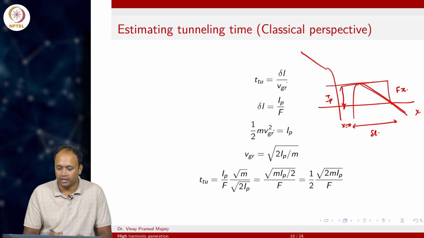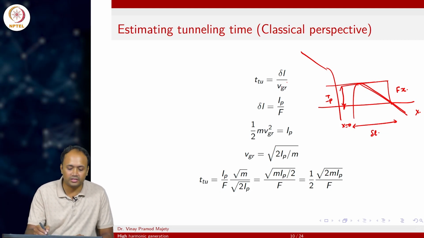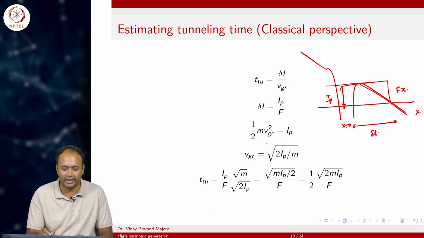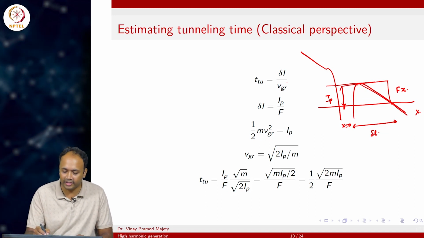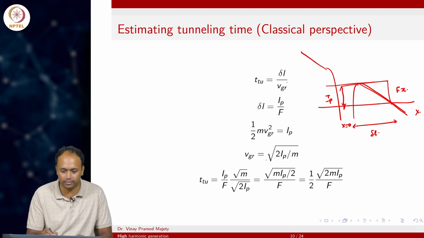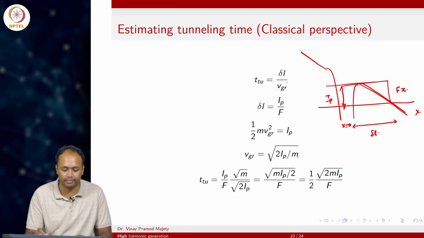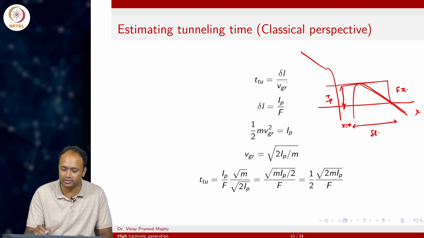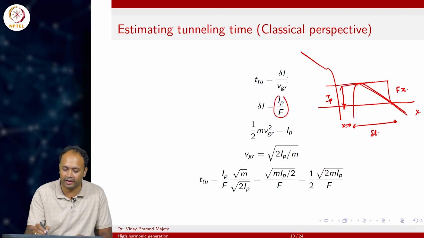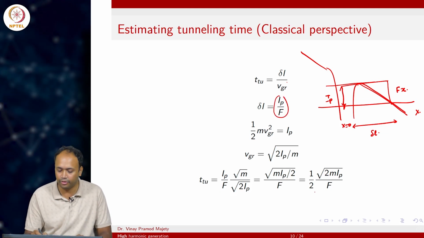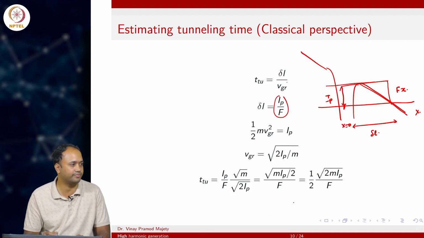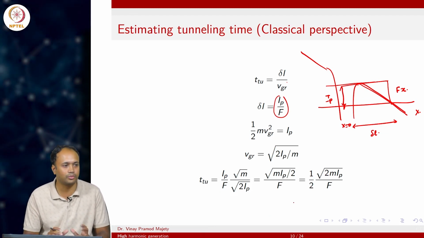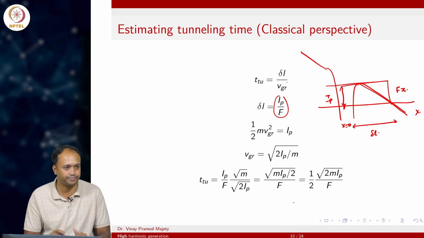Now if I want to compute the velocity associated with the particle, I equate half mv squared to the ionization potential, and I can compute the velocity. It gives you square root of 2 IP by m. Substitute this and the length IP by F into the tunneling time, and you get an expression which is 1 by 2 square root of 2 m IP by F. A very simple analysis will give you an estimate for the tunneling time.